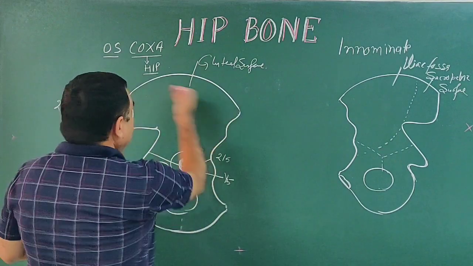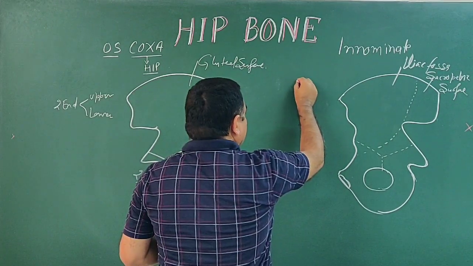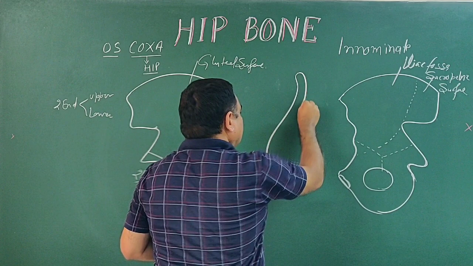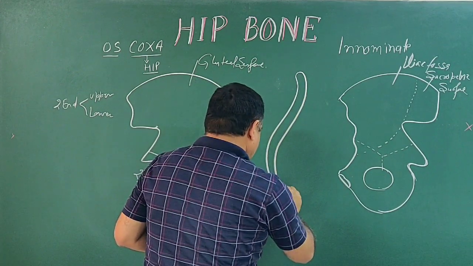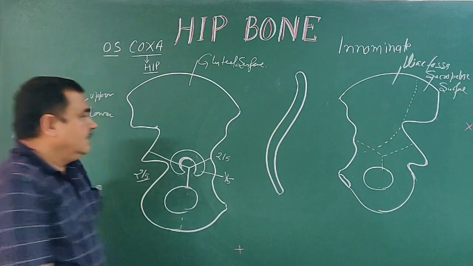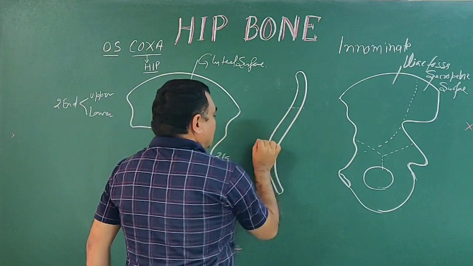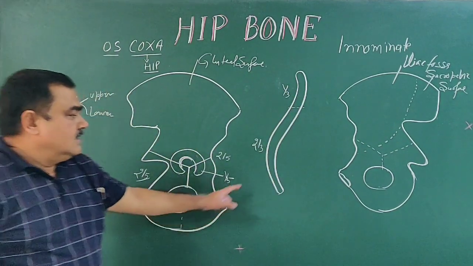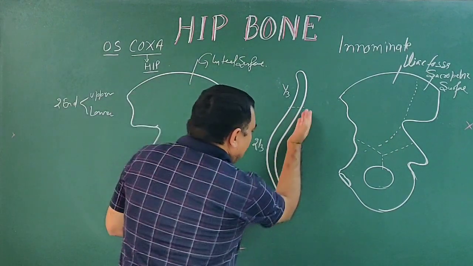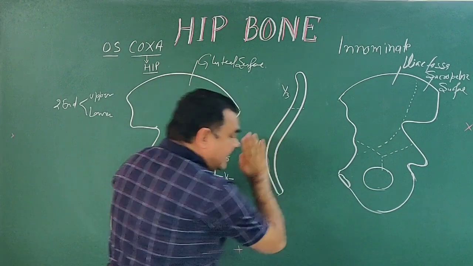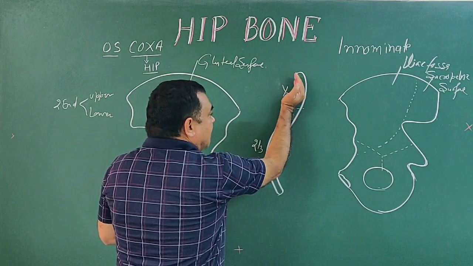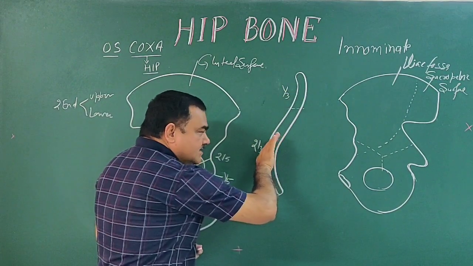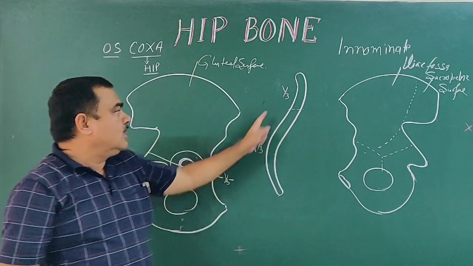And if you see from the anterior to the posterior side, it is like this. It can be divided into anterior 2/3 and posterior 1/3 part. This anterior 2/3 part is concave medially, on the inner side. This posterior 1/3 part is concave outward. So this part is concave outward, this part is concave inward.